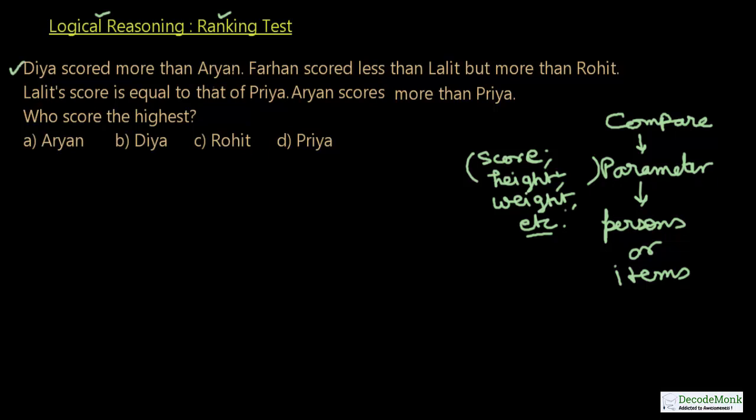Dia scored more than Aryan. Farhan scored less than Lalit but more than Rohit. Lalit's score is equal to that of Priya. Aryan scores more than Priya. Who scored the highest?